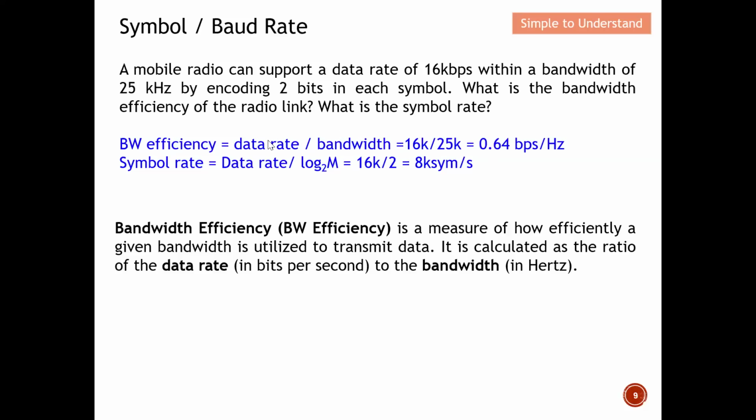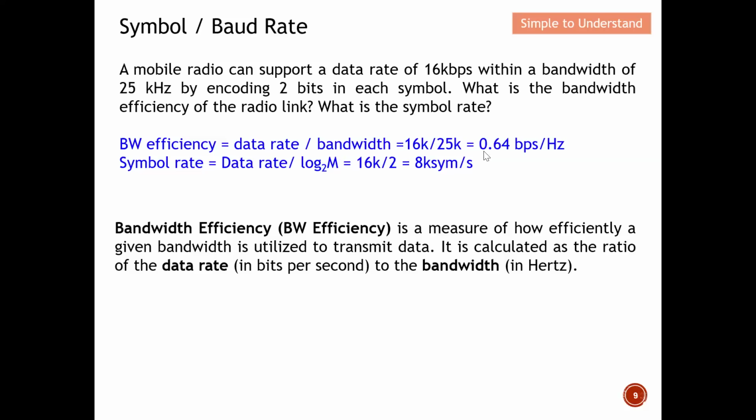If you understand this, for example, I can have less bandwidth but still send the same amount of data, then I will have better bandwidth efficiency. So basically this is the formula to calculate bandwidth efficiency, which is the data rate, or bit rate, over the bandwidth. The question already gives me the data rate, which is 16 kilobits per second. The amount of bandwidth to transmit is 25 kilohertz.